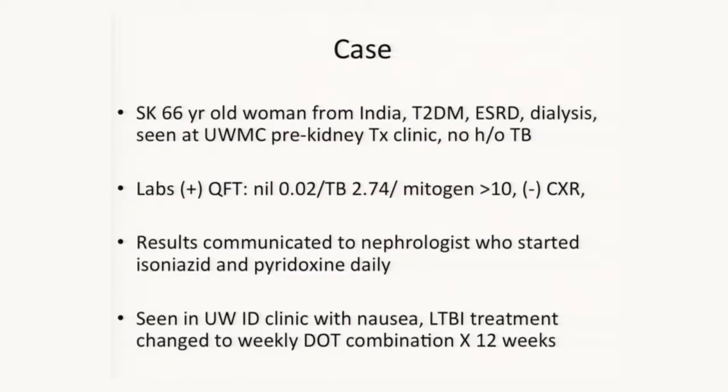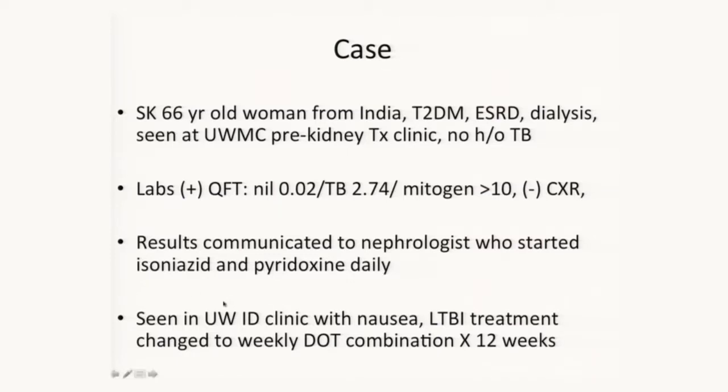So let's look at a case where this test is really appropriate. This is a 56-year-old woman who has end-stage renal disease and is on dialysis, and was seen at the pre-kidney transplant clinic. She has no history of TB. But here's her triad of numbers. Her NIL was 0.02, her TB was 2.74, so that delta, if you subtract, was greater than 0.35. Her mitogen maxed out the test, and her chest x-ray was negative. These results were communicated to her nephrologist, who started her on treatment for latent TB infection. This is a once-a-day antibiotic for nine months.